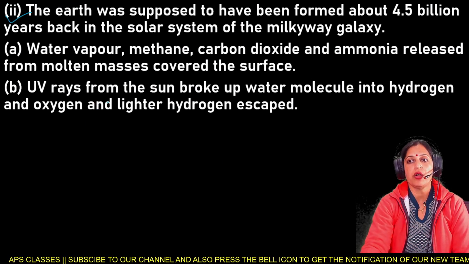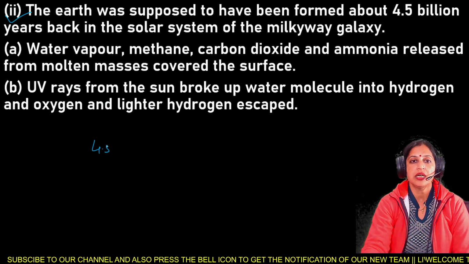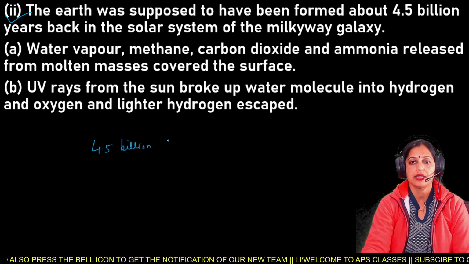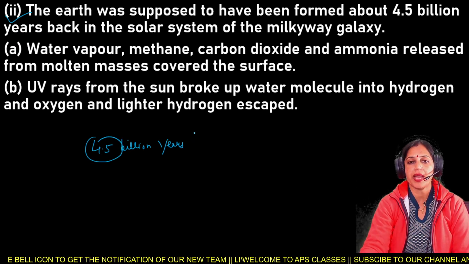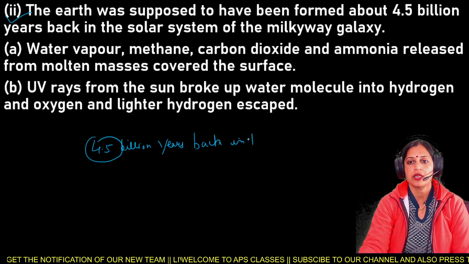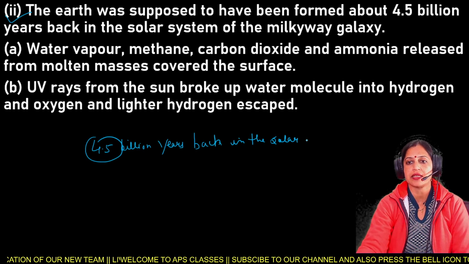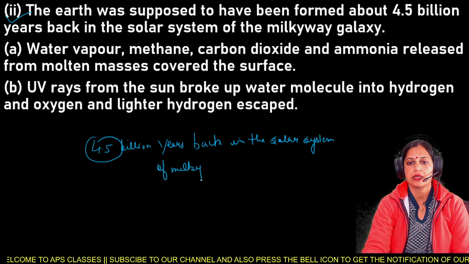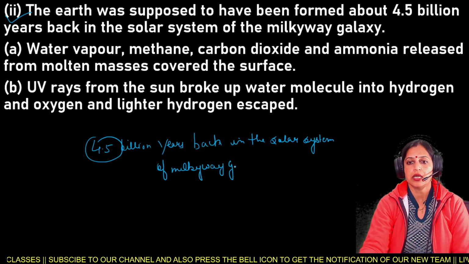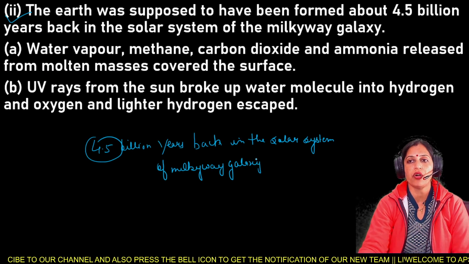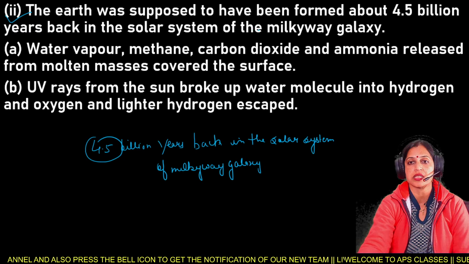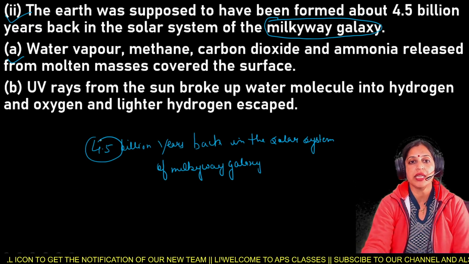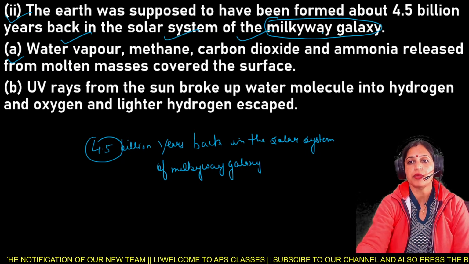The Earth is supposed to have been formed about 4.5 billion years back in the solar system of the Milky Way galaxy. Water vapor, methane, carbon dioxide and ammonia were released from the molten masses that covered the surface.